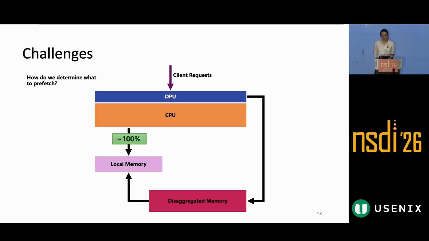The first is how do we determine what to prefetch? The second is how do we prefetch those missing items efficiently? And the third is how do we actually serve those prefetched data items quickly to the application?